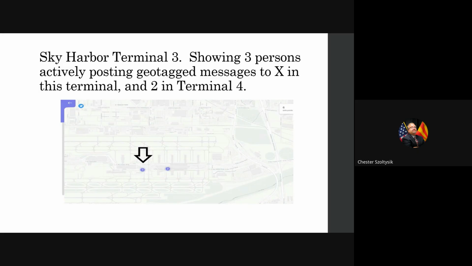For this particular example, I'm going to dial in to Sky Harbor Airport. What you're seeing on the screen is a screen capture of my screen at the time that I captured this using this free app, and it's showing me people who are tweeting in real time from Sky Harbor Airport. I just decided to pick 3. So there's 3 people in this terminal that are tweeting right now. And I even have a rough idea where in the airport they are, right?